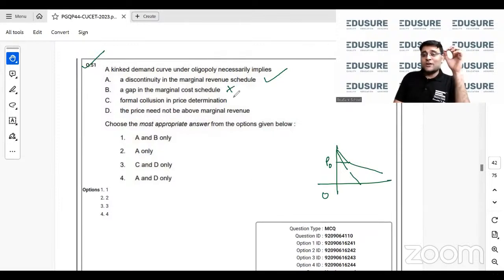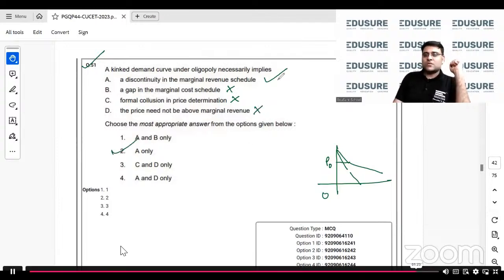It has nothing to do with the supply side. Formal collusion, it's not a collusion, it's the opposite. It's a rivalry that is happening. And the price need not be above the marginal revenue. No, it has to be. It is not a perfectly competitive industry. Under monopoly and oligopoly, the price is above the marginal revenue. Okay, the answer is A only, which is what the majority of you marked. Perfect.